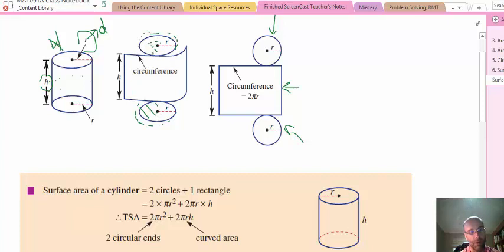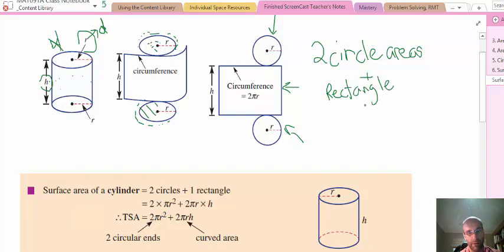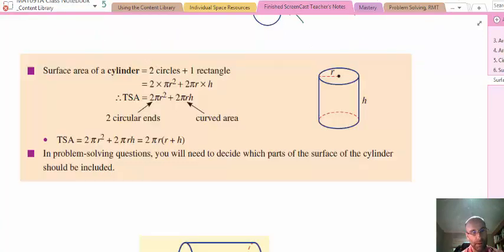But for this closed cylinder we have the area of a circle, the area of a second circle, that's 2 circle areas, plus a rectangle, and once we have those added together we have the total surface area of the cylinder. Let's look at that in more detail. So 2 circles and 1 rectangle makes the total surface area of a cylinder.